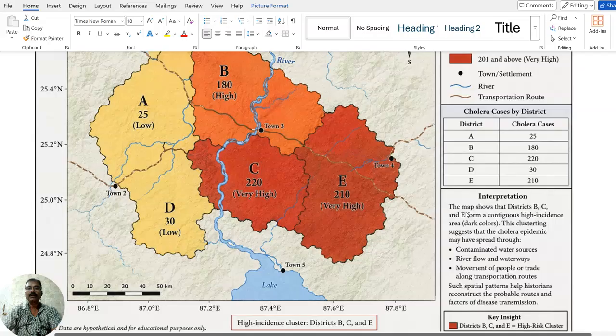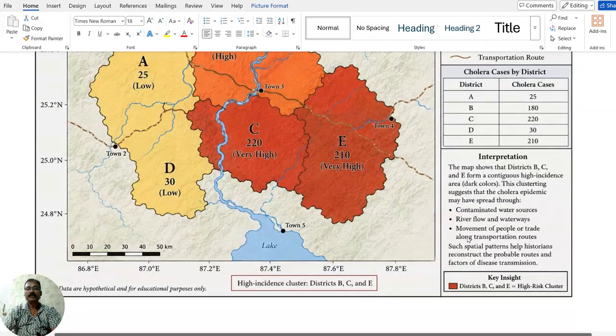Now how to interpret? The map shows that districts B, C, and E form a contiguous high incidence area, in dark color. This clustering suggests that the cholera epidemic may have spread through contaminated water sources, because water is flowing within these areas. River flows and waterways, movement of people or trade along transportation routes. Such spatial patterns help historians reconstruct the probable routes and factors of disease transmission.